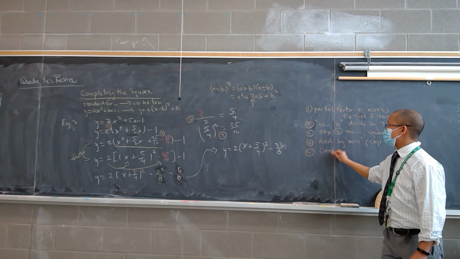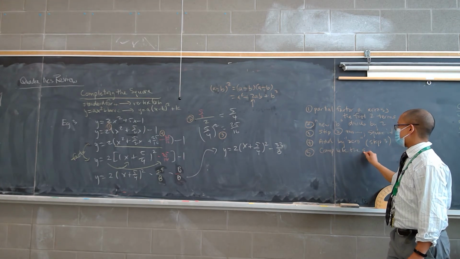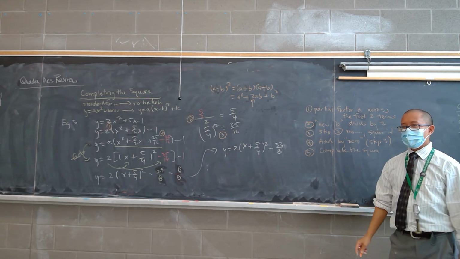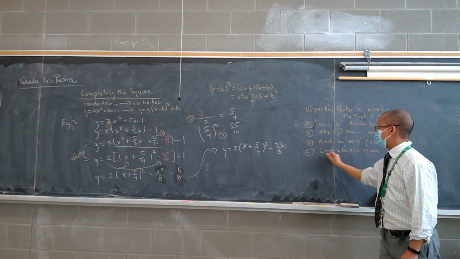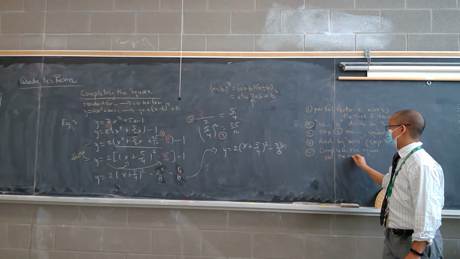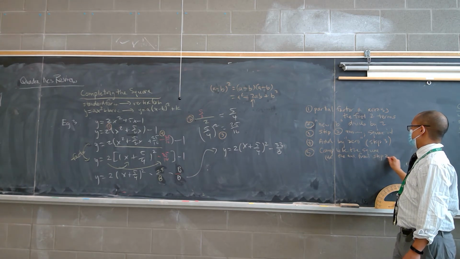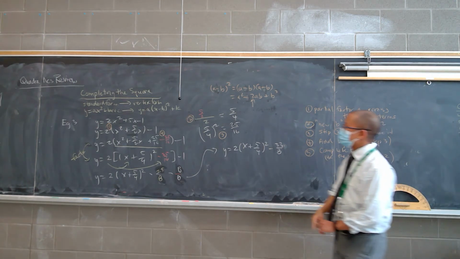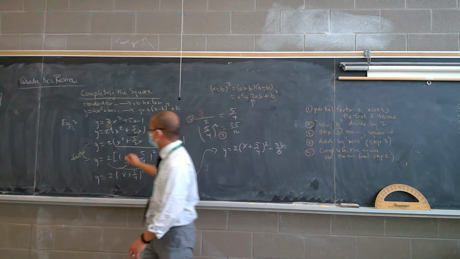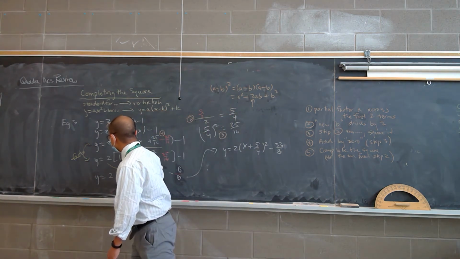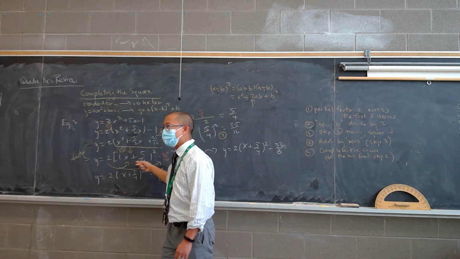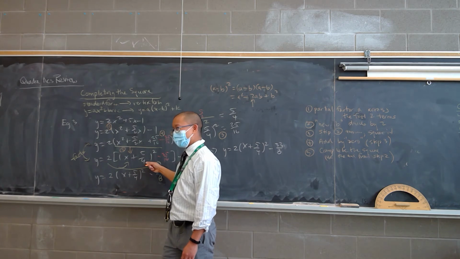Step 5. This is the essence. Complete the square. And notice, I'm going to help you out. Use the answer from step 2. So where's step 2? And where's step 5? Step 5 is right here. We're going from this trinomial to this perfect square.